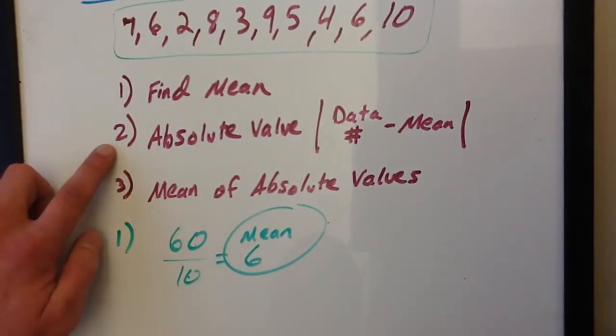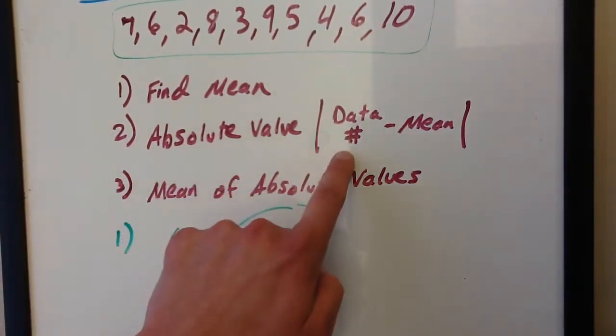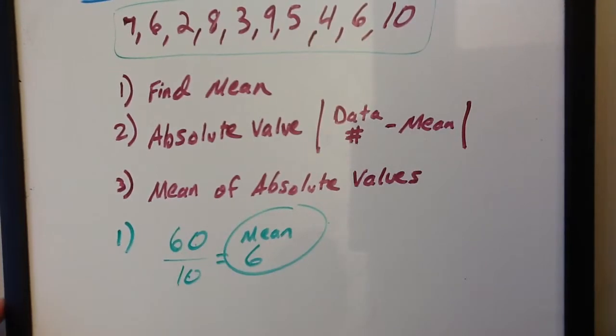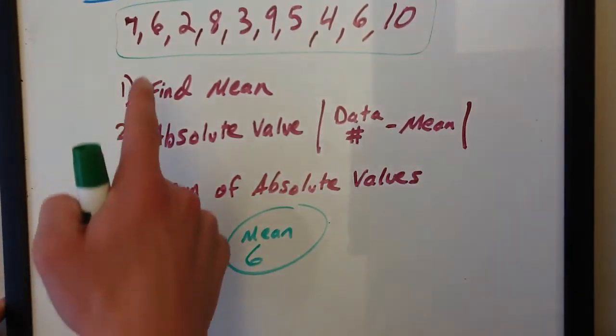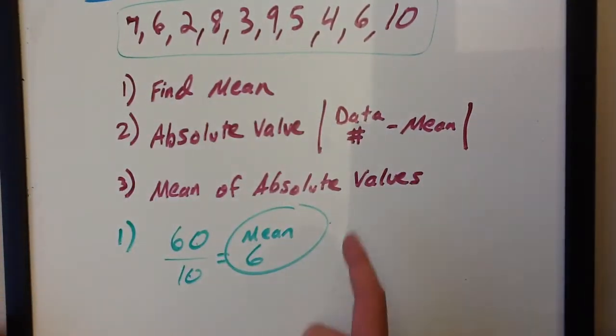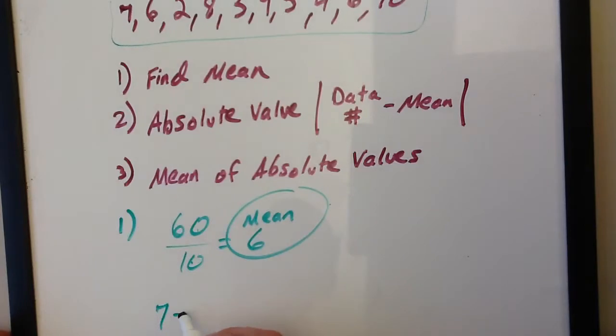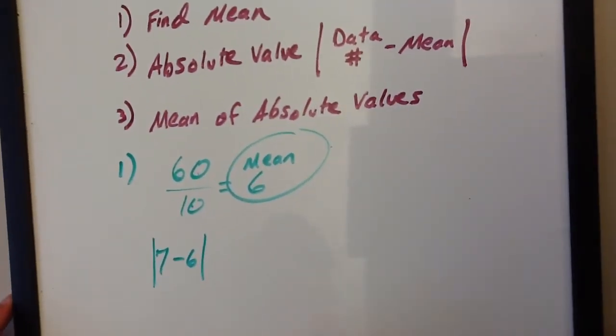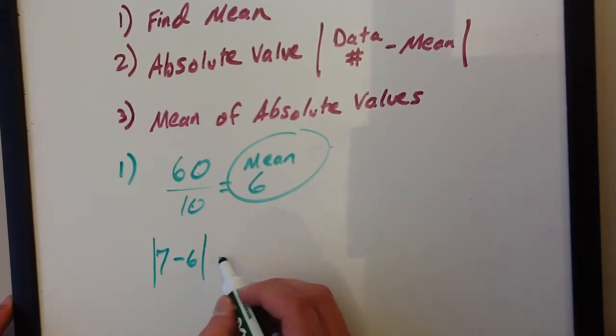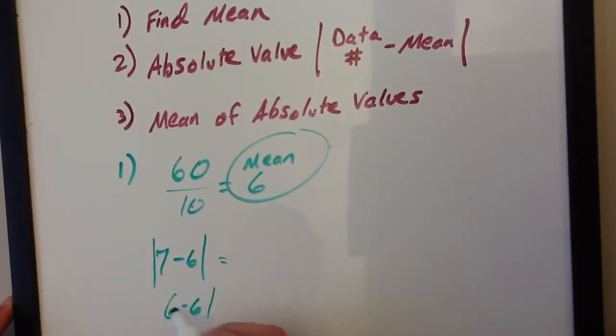Then number 2, we find the absolute value of the data number minus the mean. Basically 10 times we have to find the absolute value of the data number minus the mean. So first I have 7 minus 6, and 6 is the mean. The absolute value of 7 minus 6. Then I have the absolute value of 6 minus 6. Absolute value of 2 minus 6.